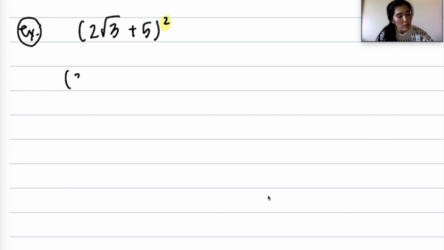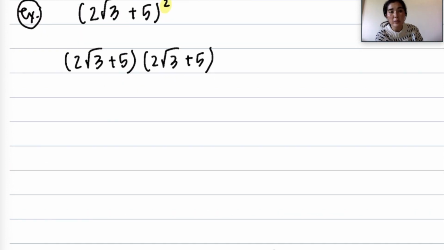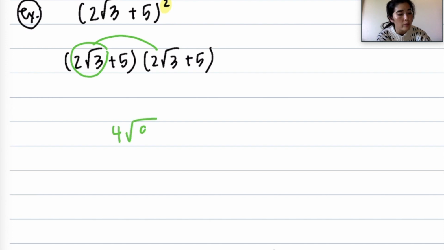So this problem is really 2 rad 3 plus 5 times 2 rad 3 plus 5. So you are going to use double distributive to solve this. Take your 2 rad 3 and you're going to distribute it. 2 rad 3. Remember, multiply terms that are in the same place. So 2 and 2 in the front is going to give you 4. Rad 3 and rad 3, so they're both underneath the radical, would give me rad 9.